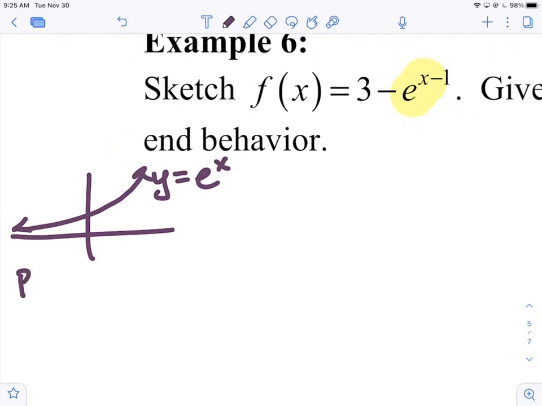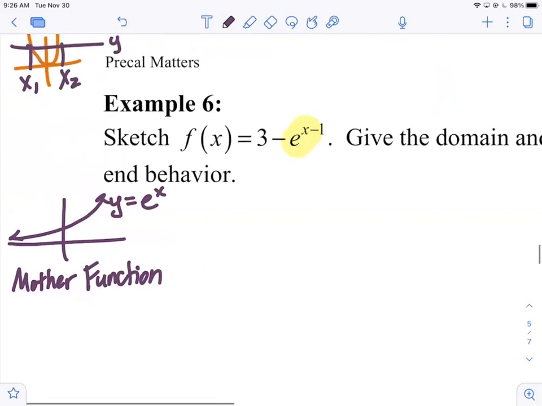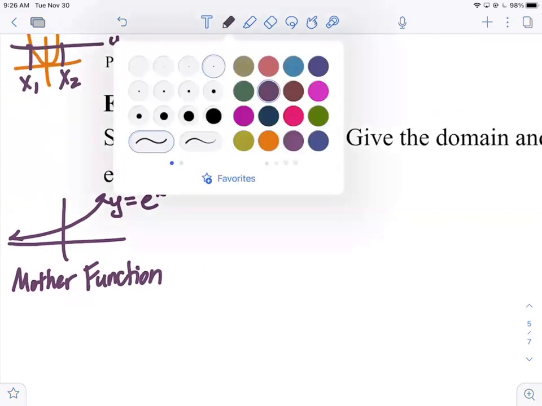We'll write that in here. Parent function. Actually, I'm feeling a little bit brave today. I'm going to say that that's the mother function. Same thing, right? It just sounds naughty. The next step, once you identify the parent, or mother, or daddy function, is to put it into standard transformation form.